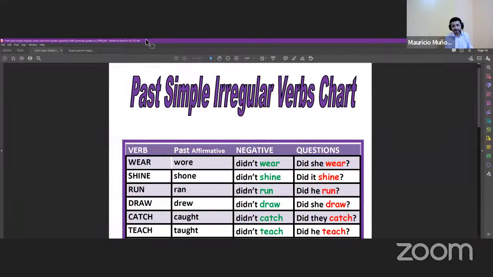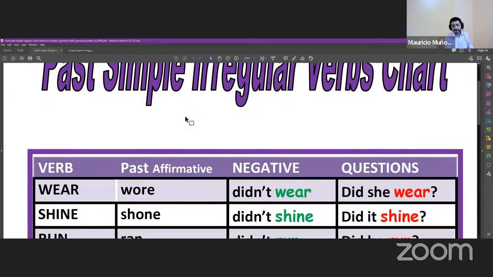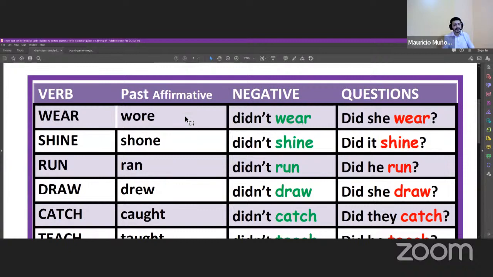I'm gonna share my screen again, and I'll show you the past simple irregular verbs with a different structure. I mean positive, negative, and also the interrogative form. Give me a minute, and I'm gonna share my screen. There we go. You tell me, can you see? Yes. Okay, fantastic.